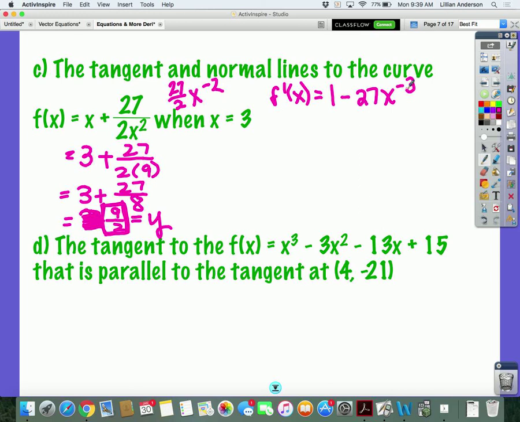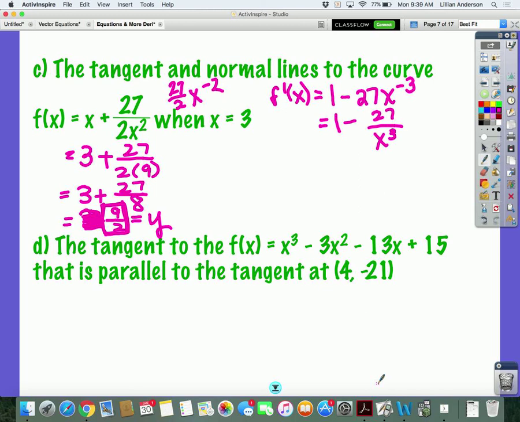Another way you could have done it. Make that exponent positive, so that'll be a 1 minus 27 over x to the third. And there's our rule to find the slope at any point.